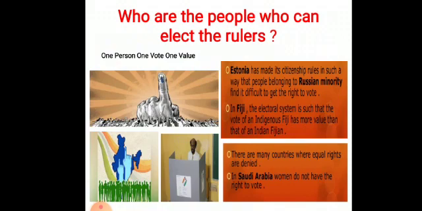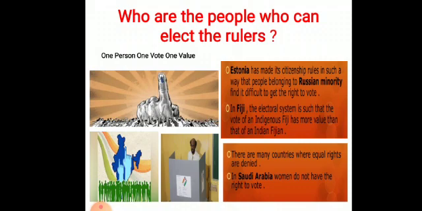One person, one vote, one value. Democracy is based on the fundamental principle of political equality. However, there are many instances of denial of the equal right to vote. In Fiji, the electoral system is such that the vote of an indigenous Fijian has more value than that of an Indian Fijian. Let me explain in detail. One person should be given one value.